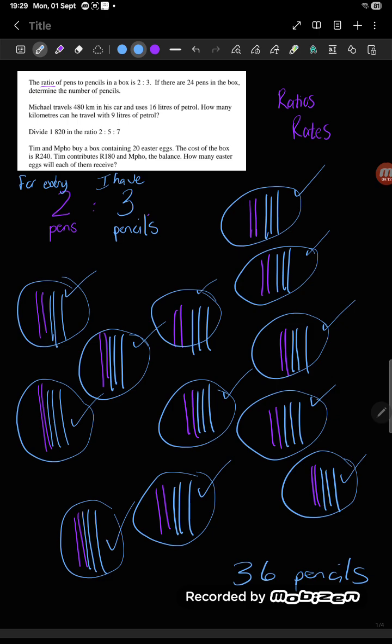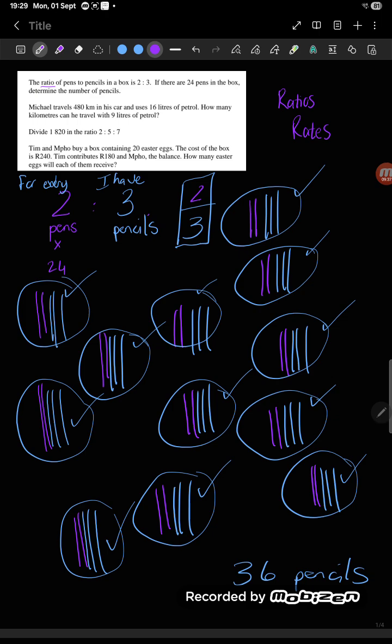Now, we're not going to draw this out every time, because we might work with very big numbers. But just like a fraction, what I do to the bottom, I do to the top. What I do to the top, I do to the bottom. This actually means 3 over 2 in fraction form. So what did I do to the purple? What did I do to the pens to get to 24?